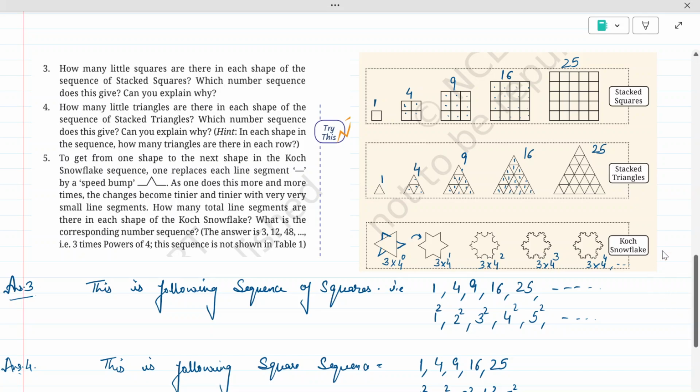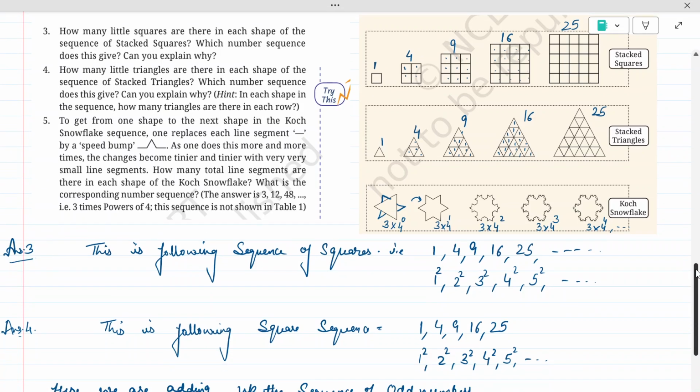And the last one is the Koch snowflake. Here we have seen that it follows the 3 times the power of 4 sequence. In the very first figure we have 3 sides, which we can write as 3 multiplied by 4 raised to the power 0, which is nothing but 1. So it has 3 sides. Next, we have 3 multiplied by 4 raised to the power 1, that is 12 sides, and it goes on.